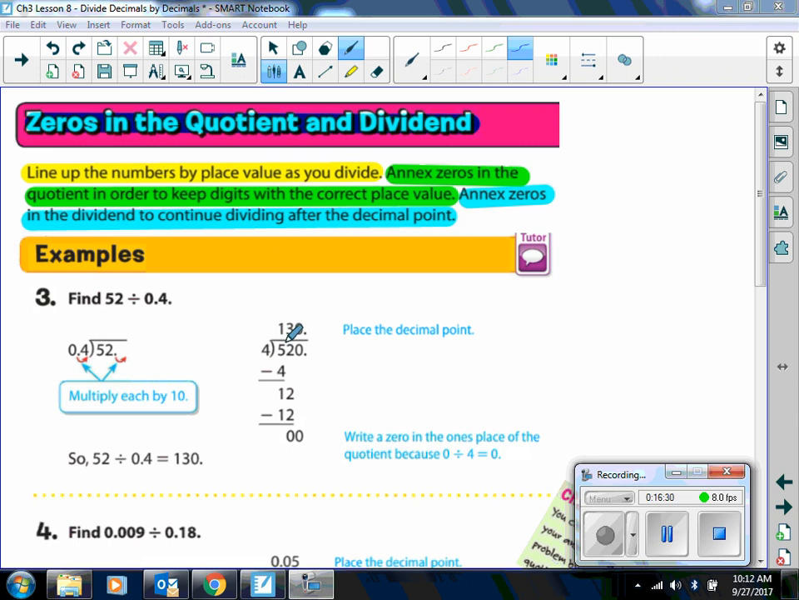So here we have 4 goes into 5 one time. 1 times 4 is 4, then we subtract. Then we bring down the 2. Here 4 goes into 12 3 times. 4 times 3 is 12.